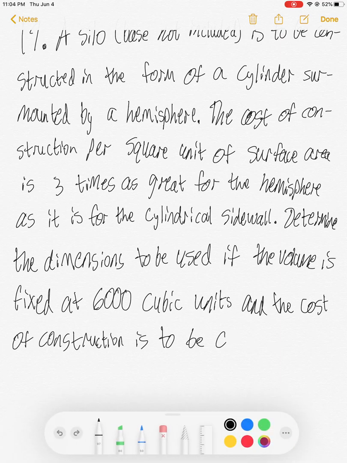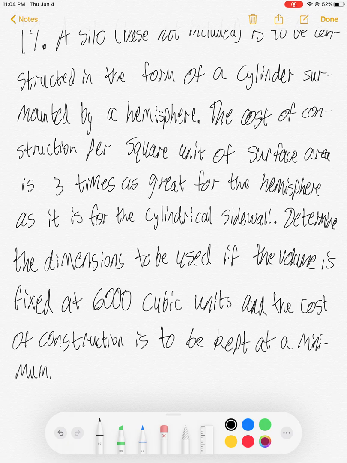And the cost of construction is to be kept at a minimum. I suppose that makes sense. Yeah, let's minimize the cost.